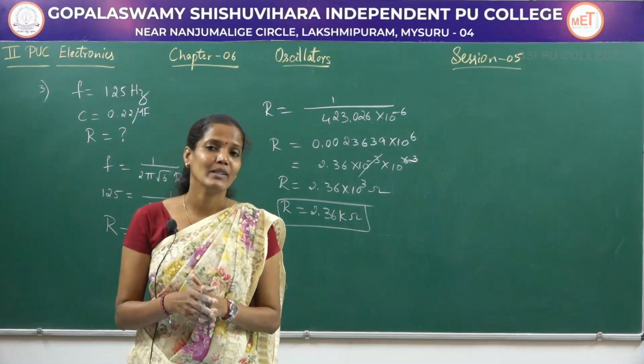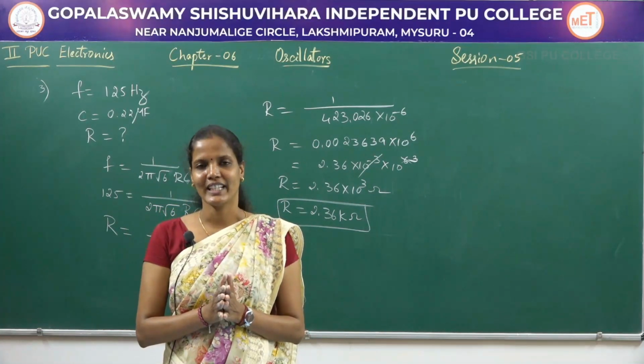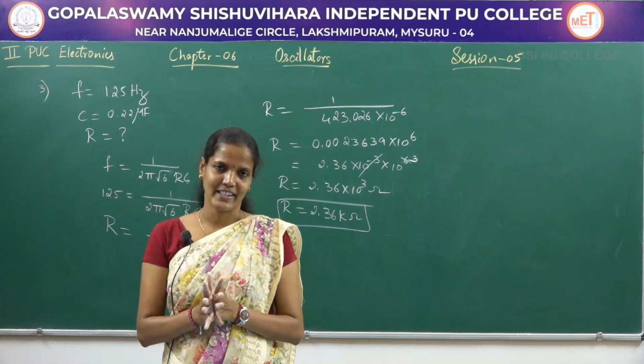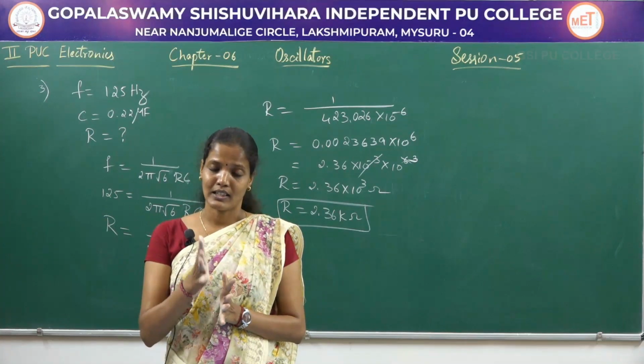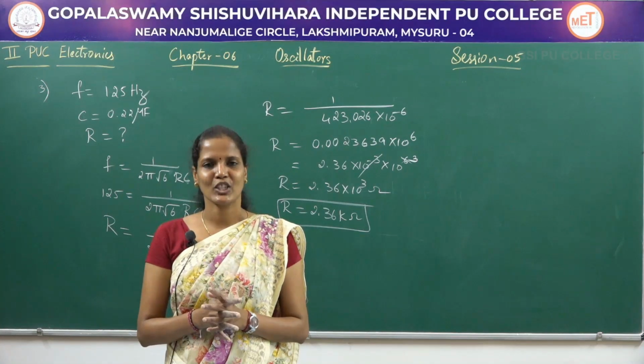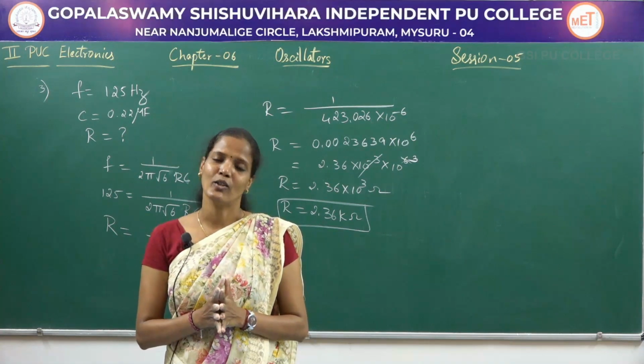So totally there will be a phase shift of 360 degrees, which is one of the most important criteria in order to generate sustained oscillations. We also solved some problems on this RC phase shift oscillator. In my next session I will be dealing with the next type of RC oscillator, that is the Wien bridge oscillator.